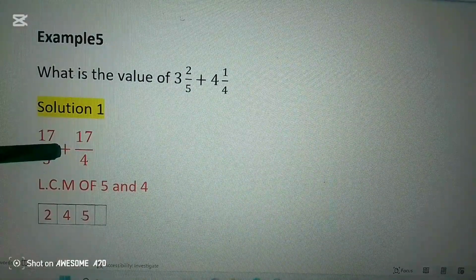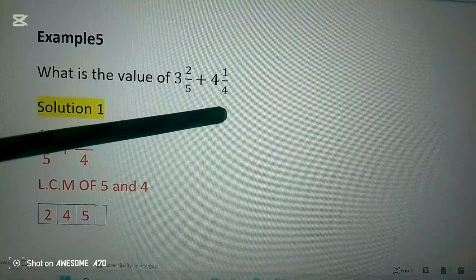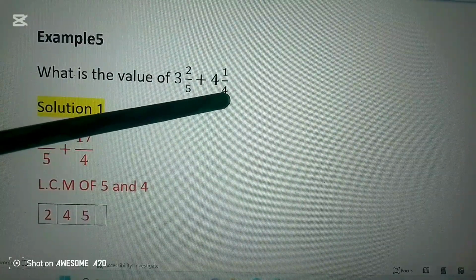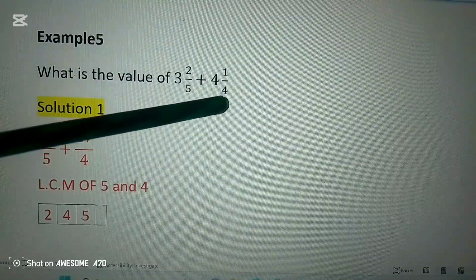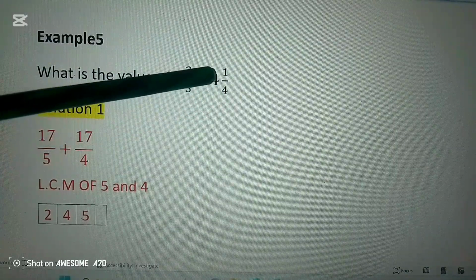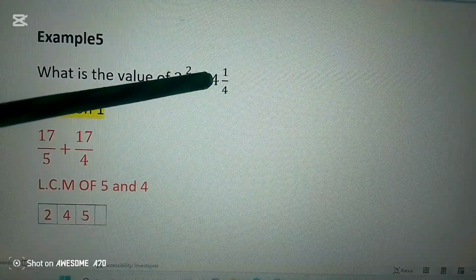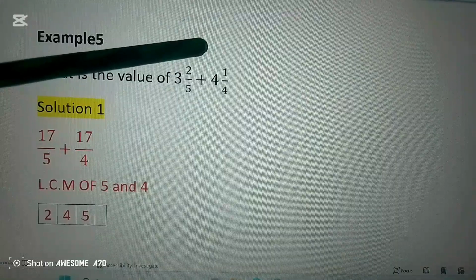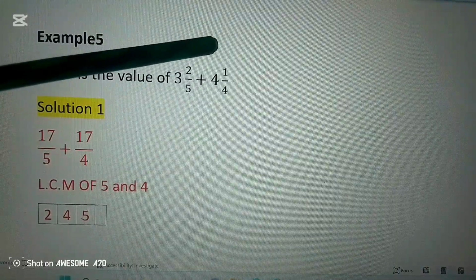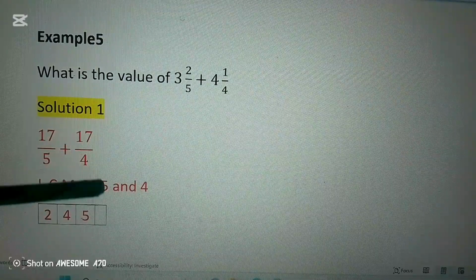Plus, we are having this one here. Let's change it into an improper fraction. It is 4 times 4 plus 1. So it is 4 times 4, which is 16, plus 1, 17. So we are having 17 over 4.